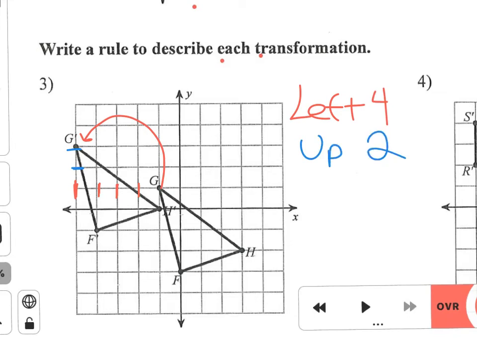So I don't just say left 4, up 2. I want to write this in notation that I can use to describe a translation. So remember, x plus means right, x minus means left. So for my left 4, I'll write that as x minus 4. And for my up 2, I'll write that as y plus 2. And that would be my rule to describe this translation. Let's try one more.